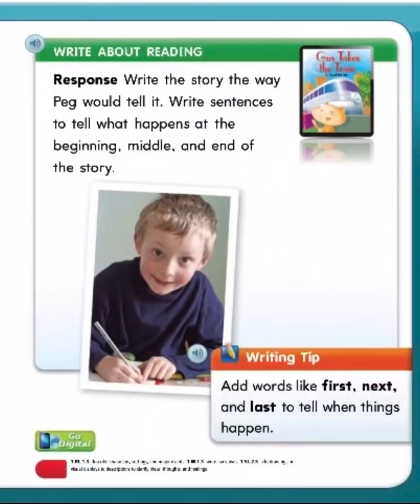Write about reading. Response. Write the story the way Peg would tell it. Write sentences to tell what happens at the beginning, middle, and end of the story. Writing tip. Add words like first, next, and last to tell when things happen.